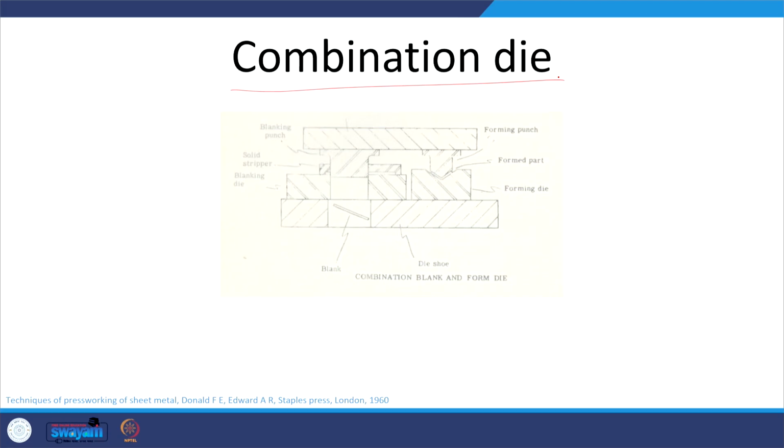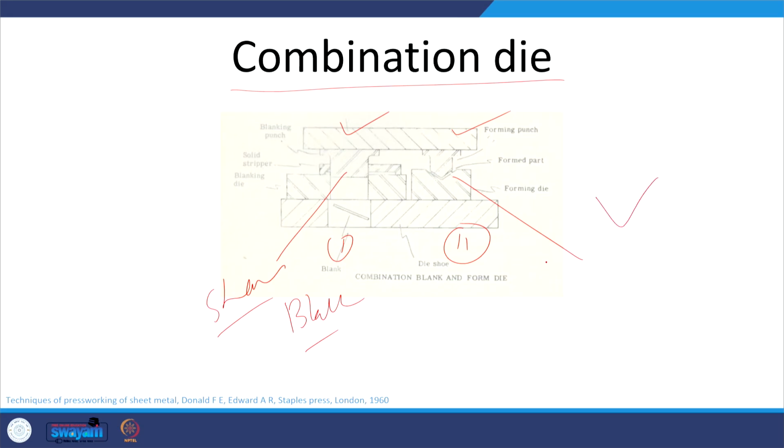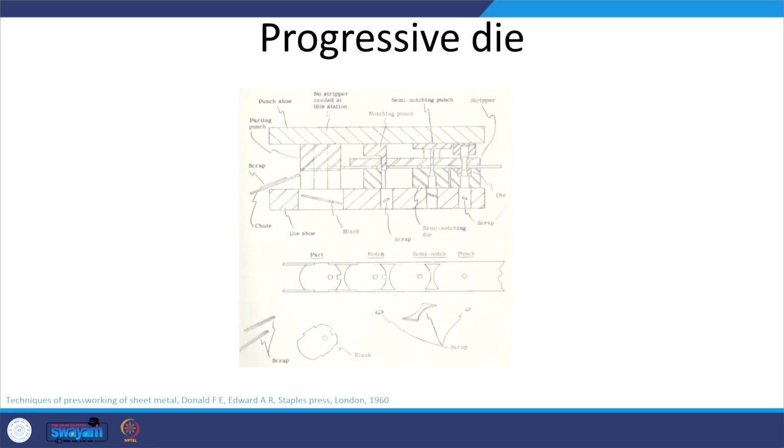Combination die is one where, like in this particular example, two different types of operations are being performed. So, station 1, station 2. At station 1, it is the shearing which is taking place to produce the blank, and the deformation is taking place in another case, like the V shape, where the component is produced through bending or deformation. So, in this case, the blank and the form die, these are two different dies being used, and the two can perform different kinds of operations like shearing and the non-shearing kind.